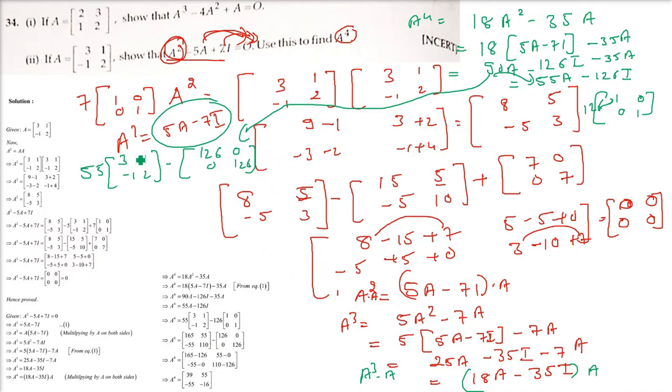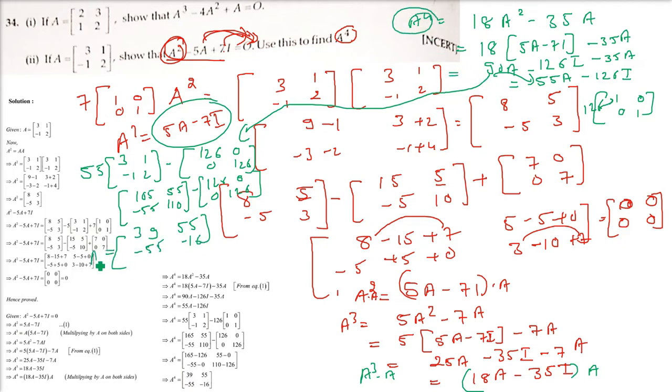Now multiply these two. 55 into 3 is what? 165. 55 is there, minus 55 here. 55 into 2 is 110. Now subtract these two, 126, 0, 0, 126. 165 minus 126 will be 39. First one will be 39. 55 minus 0 is 55. Minus 55, 0 is minus 55. 110 minus 126 is going to be minus 16. So what was that? This is A to the power 4. This is the final value. This is an important question I am telling you, NCERT.